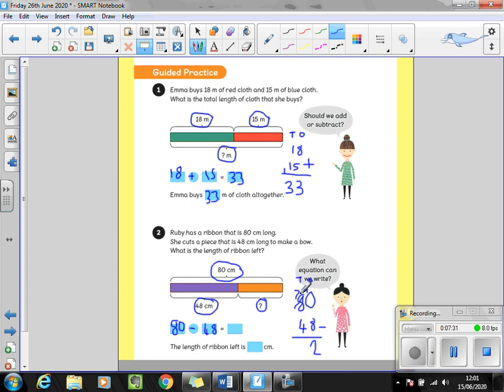We can then look at our tens column and we've got a 7 which represents 70, take away 4, and remember that represents 40. So 70 take away 40 leaves us with 30. I don't write a 3 and a 0, I write a 3 to represent 3 tens, which is 30. So the answer is 32 centimetres. The length of ribbon left is 32 centimetres.